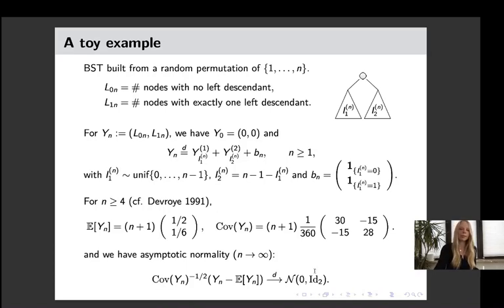However, in this talk, we not only want to show weak convergence, but we also want to estimate the rate of this convergence. And for this, I will now introduce a much more general framework, and then I will present a general theorem for convergence rates.